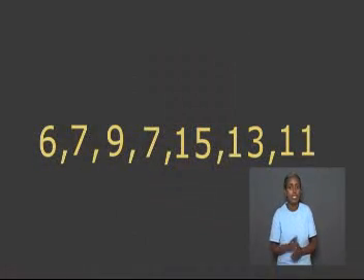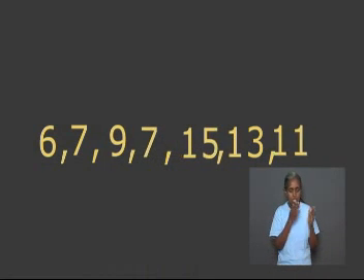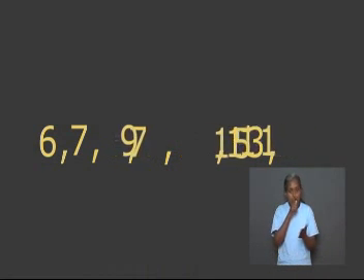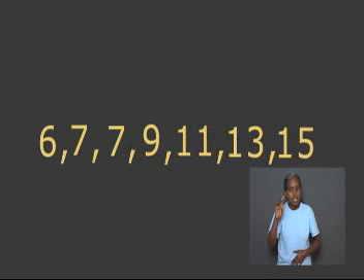In this data set, what is the median? To determine this, we must first arrange the data in ascending order. There are 7 values, so the middle value is the 4th number in the list. 9 is the median of this data set.